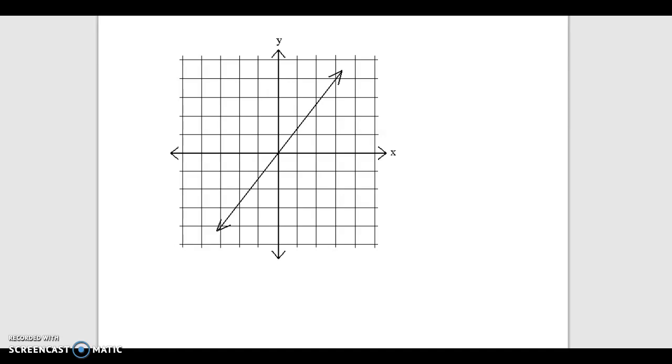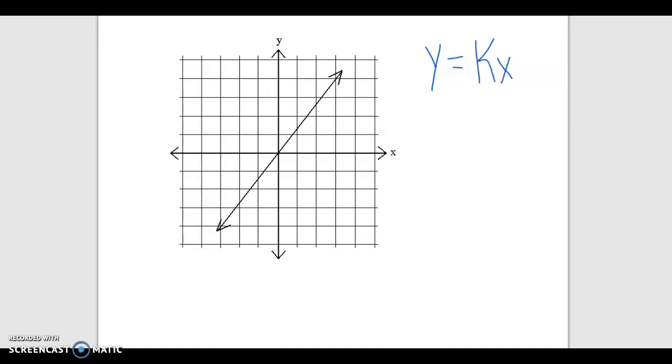All right, in the last one we just did, remember it did not go through the origin, so we knew that it was non-proportional and was in the form y equals mx plus b. This one goes through our origin. It goes right through this 0, 0 point. So that tells me that it is proportional, and I'm going to be using the formula y equals kx.